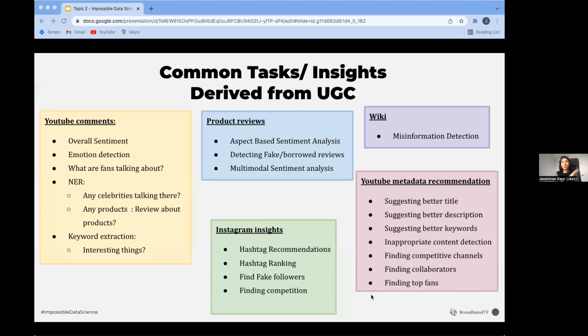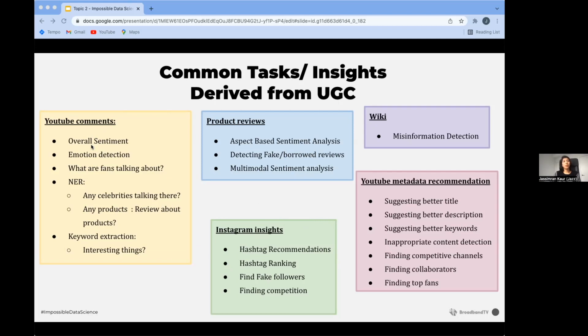So these are just some examples. Now, if I have to convert them into machine learning problems, how would I approach this? I've taken some examples on different social media platforms on why we need to understand, and what can we really do after we understand this user-generated content. So for maybe YouTube comments, right, we would want to know what's the overall sentiment of the content. Are people happy? Are they liking it? We want to do emotion detection. We want to understand what the fans are talking about.